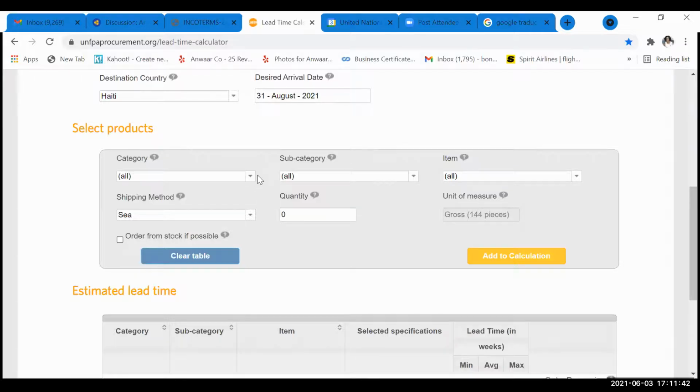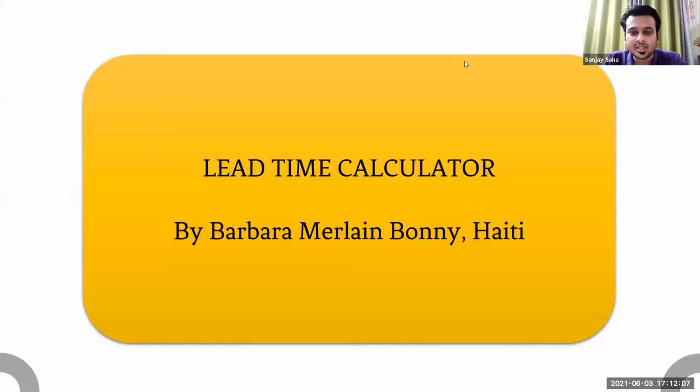So this is very quick, very easy. Usually we do that when we want to know when we will have to plan to receive a product. So it's only UNFPA using that kind of tool. So it's over. I don't have much to add. Thank you so much, Barbara. It was really nice of you to share it with everyone.